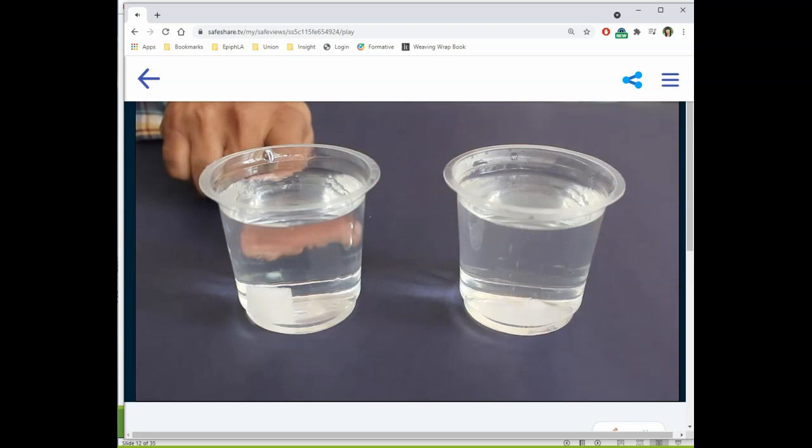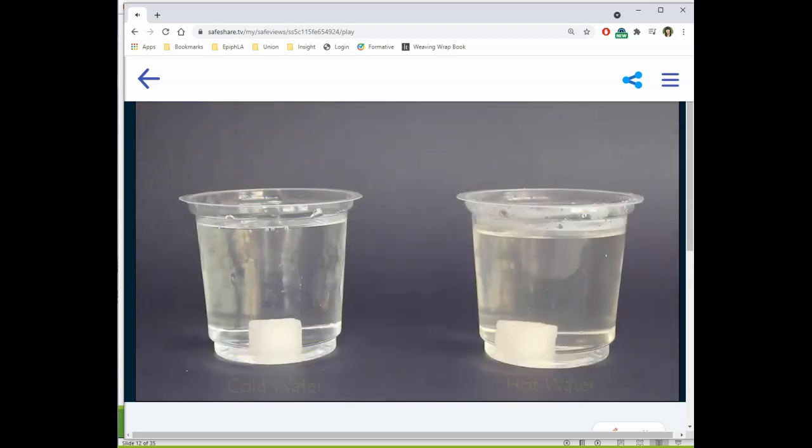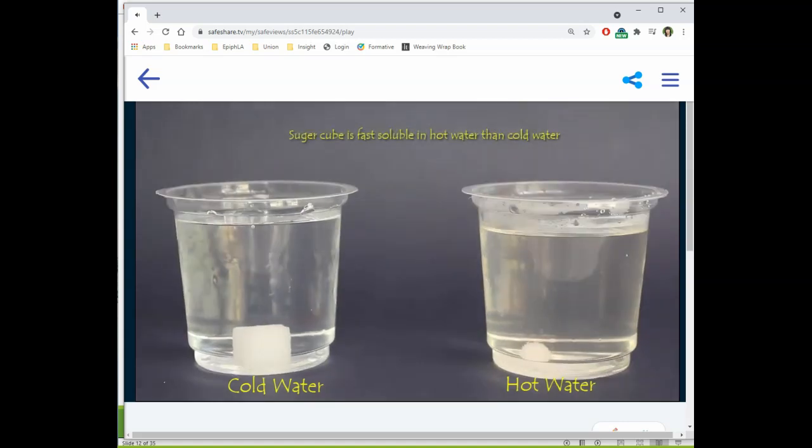You will see that there is much more activity in the hot water as compared to cold water. The sugar cube will dissolve much more quickly in hot water. If you don't have sugar cubes, you can repeat this experiment with ordinary sugar.